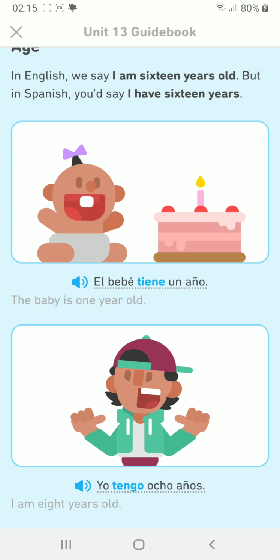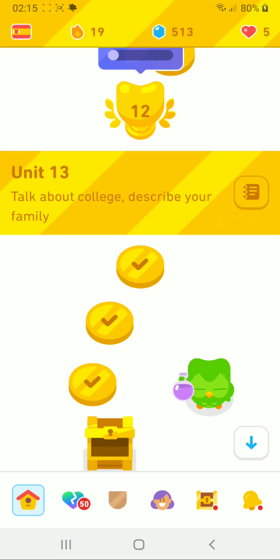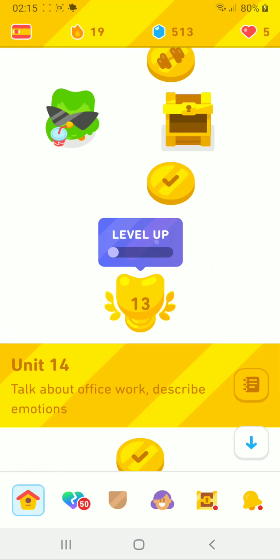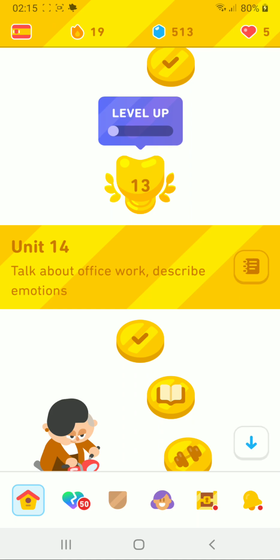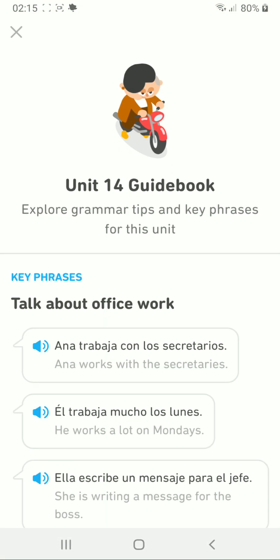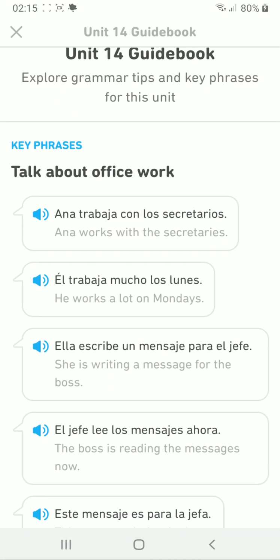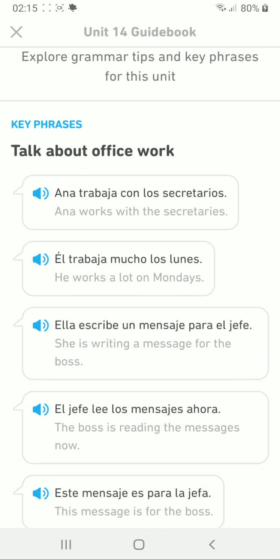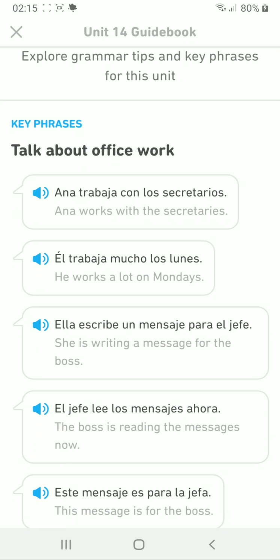Alright, so that was unit 13. We're moving quick. We're moving fast. Let's look at unit 14. What is it going to be about? It's about office work. So Ana trabaja con los secretarios. Con is with. Los, here we have another definite article.